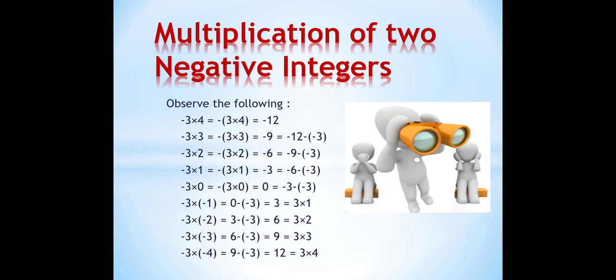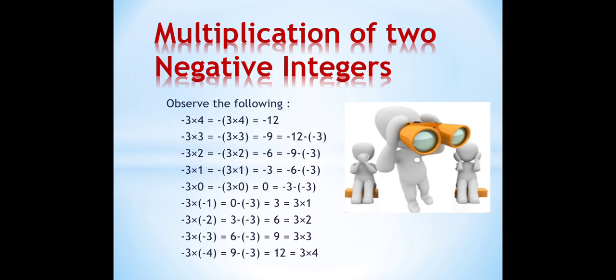Again, minus 3 into minus 2 is equal to, what do we need to do? We need to take the result of the previous step, which is 3, and subtract minus 3. That is 3 plus 3 equal to 6, and 6 can be written as 3 into 2. Similarly, minus 3 into minus 3 is equal to 6 taken from the previous step, minus minus 3, which is 6 plus 3, 9, and 9 can be written as 3 into 3. Minus 3 into minus 4 is equal to 9 taken from the previous step, minus minus 3, which is 9 plus 3 equal to 12, and 12 can be written as 3 into 4.